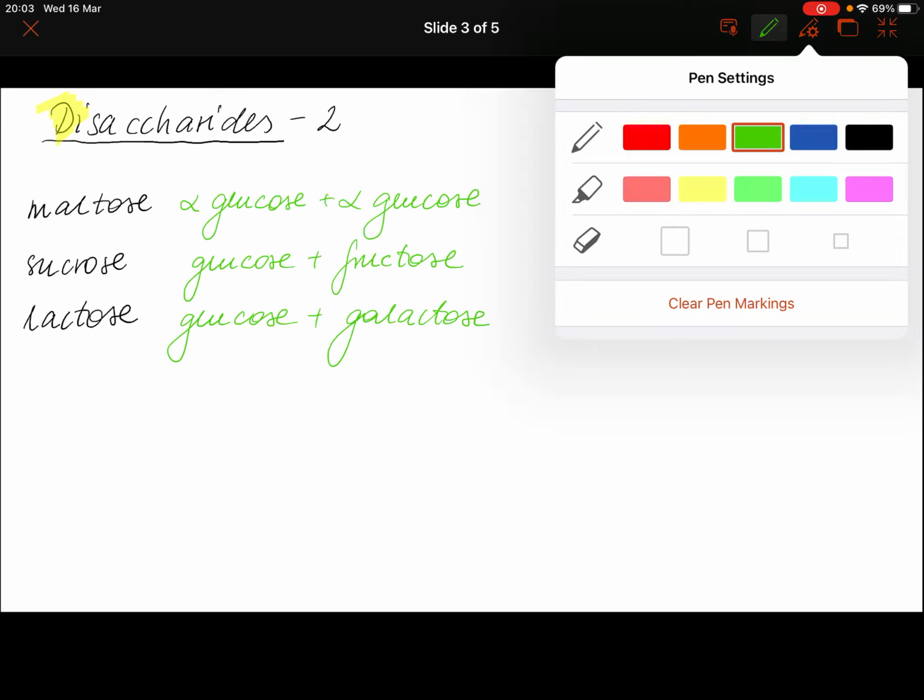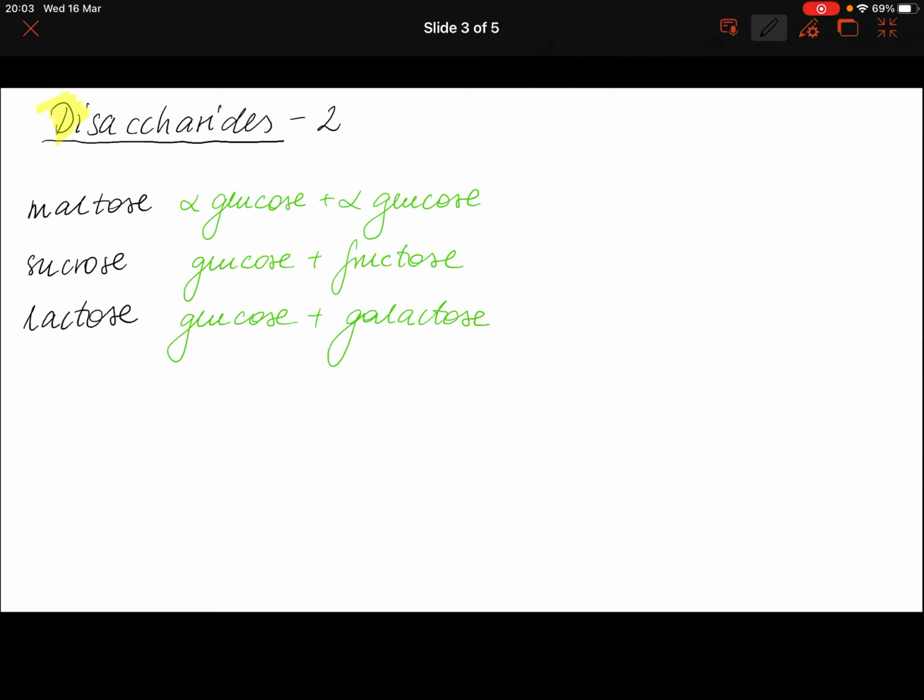We did say that disaccharides are formed by the condensation reaction. So we're going to draw the condensation reaction for maltose using alpha glucose. Remember, we talked about alpha glucose not long ago, and we said that alpha glucose next to carbon number 1 has the OH group on the bottom, hydrogen on the top. So I'm going to join those two together.